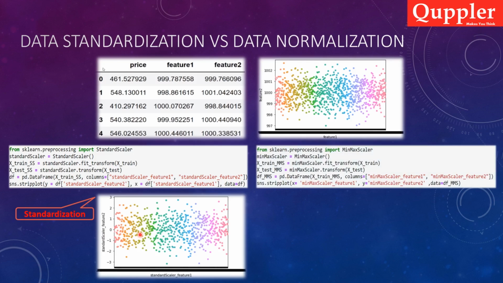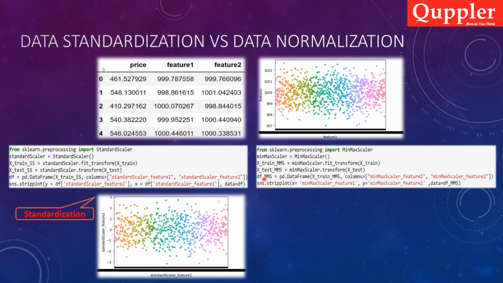Instead of StandardScaler, we're going to import MinMaxScaler, call its fit_transform API, and pass the x_train dataset over it. It's going to do the scaling and return the MinMax scaled values in x_train_mms. Now we take that in a data frame and assign custom columns like min max scalar feature 1 and min max scalar feature 2, and create a data frame out of it.